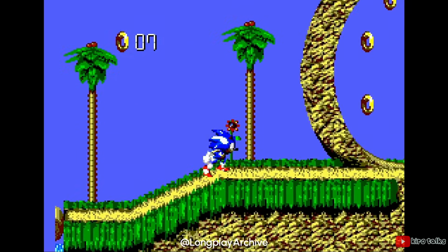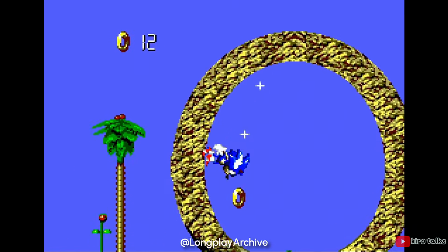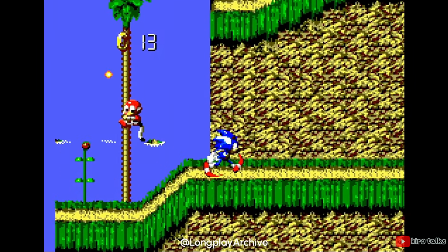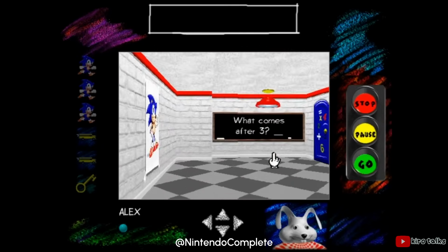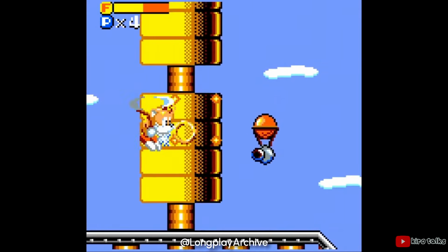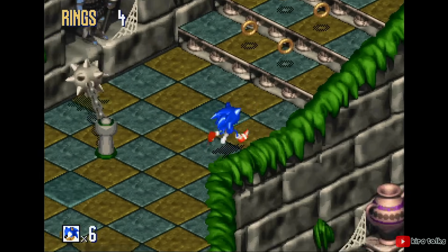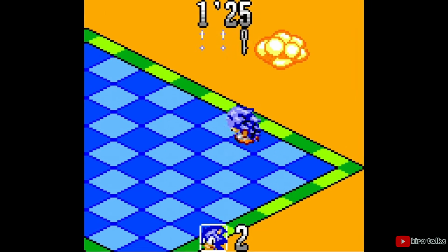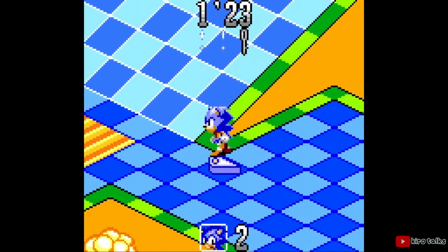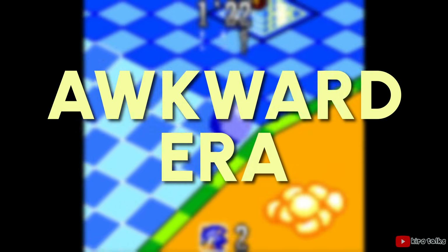This was an awkward period of time when the Sonic games lacked direction. They just kinda did stuff. Hey, here's an educational game. Hey, here's some Tails spin-offs. What's that? You want a platformer? Well, here's an isometric platformer. As a result, I like to call this period the awkward phase, or the awkward era of Sonic.